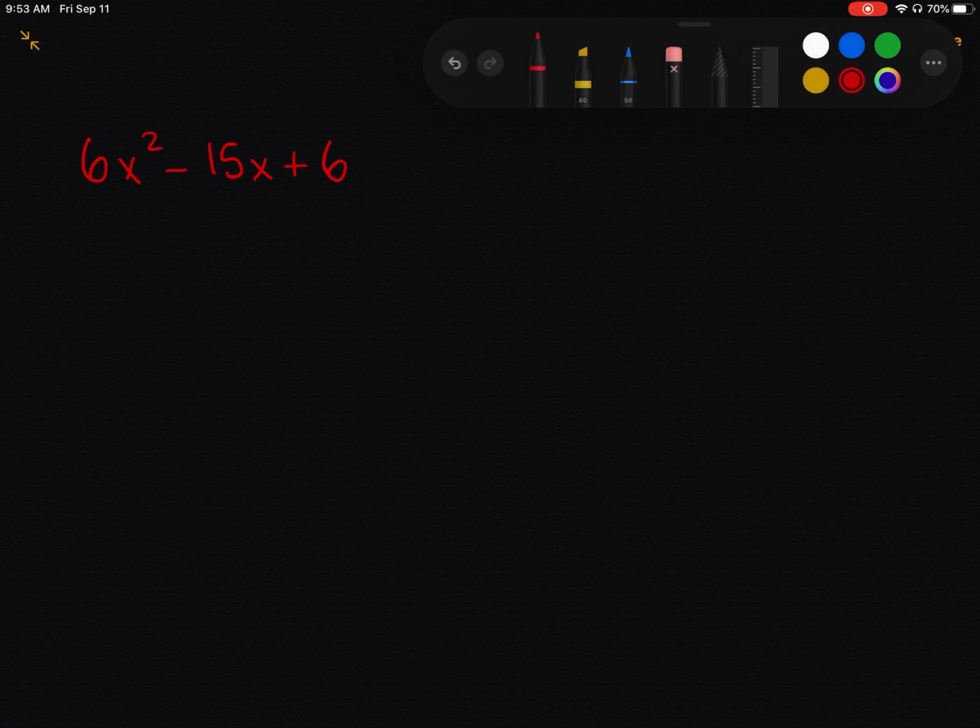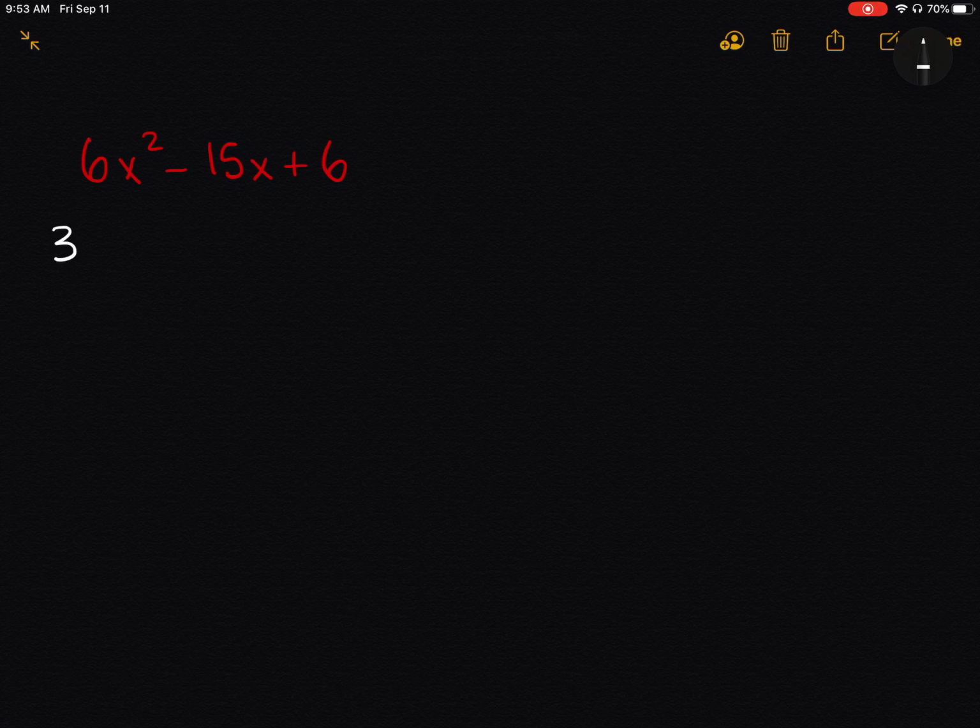All right, so next, say we have 6x squared. So we're going to write 6x squared minus 15x plus 6. So the first thing you should do if you factor anything is look for a common factor. The common factor for 6x squared minus 15x plus 6 is a 3.